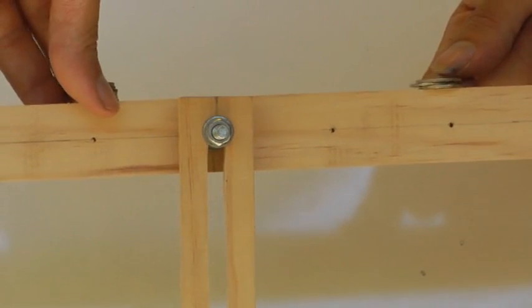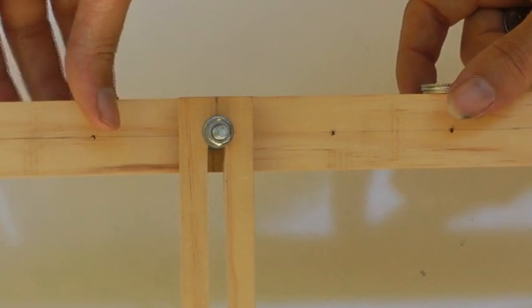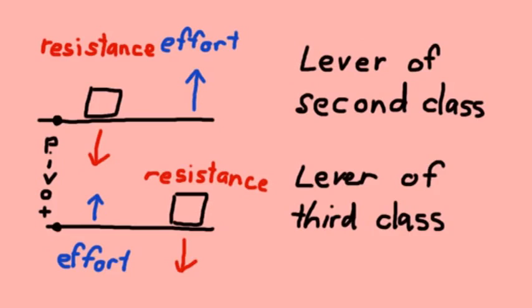Besides this kind of lever, of which the resistance is on the opposite side to the effort, there are another two classes of lever where the resistance and effort are on the same side of the arm leading away from the fulcrum.